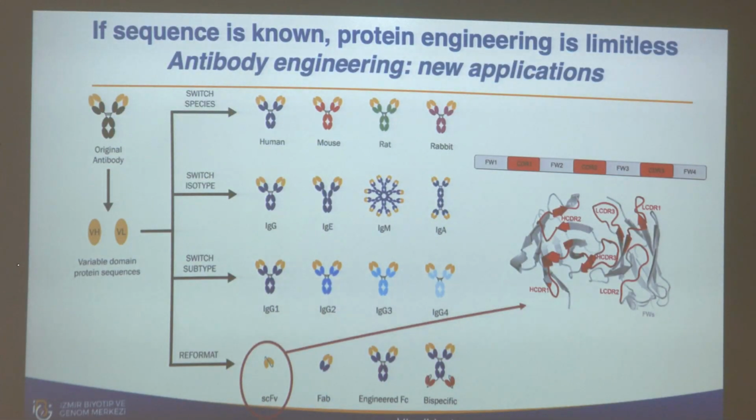Okay. When I say recombinant, it means that you know the sequence of your protein. Otherwise, it will not be recombinant production. So if the sequence is known, protein engineering is limitless. You can do anything with it. You can modify the sequence, you can make it shorter, you can leave out a domain, and everything is possible in protein engineering.